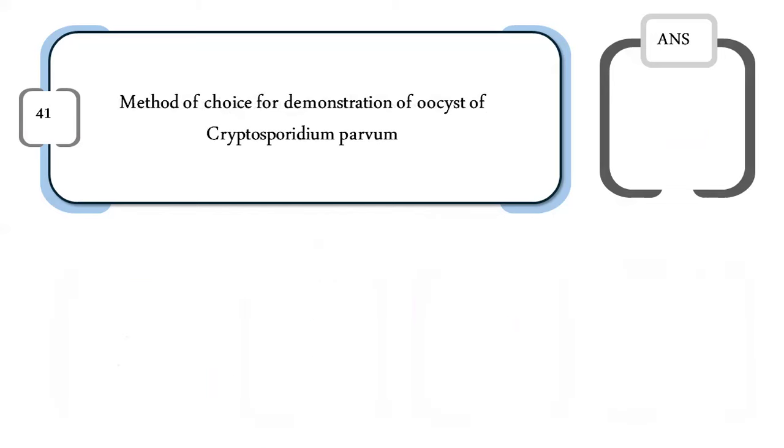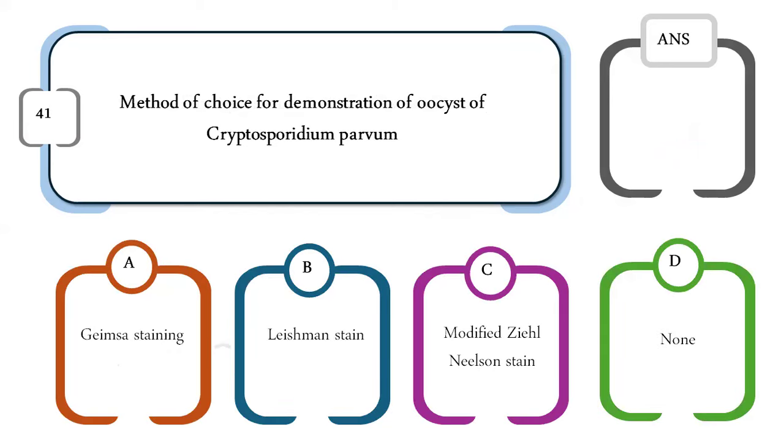Next question, method of choice for demonstration of oocyst of Cryptosporidium parvum. Option A, Giemsa staining. Option B, Leishman stain. Option C, modified Ziehl-Neelsen staining. Option D, none of the above. Here the right answer is option C, modified Ziehl-Neelsen stain. In the modified Ziehl-Neelsen stain, oocysts of Cryptosporidium appear bright red in color. The oocyst is spherical and measures 2 to 5 micrometers in diameter.